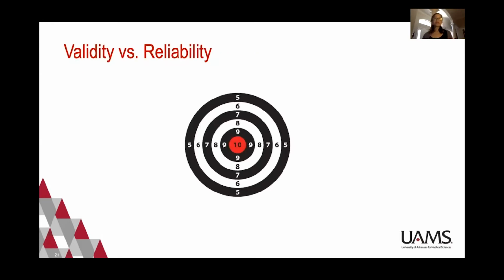This is just an example to show validity versus reliability. Think about when we go to target practice. This is the target that we normally see. The goal is to hit the bullseye, to get 10 here. Think about the measure that we want to capture here, 10, the bullseye. Every time we measure things, we should be able to capture the construct or concept that we want to measure here.